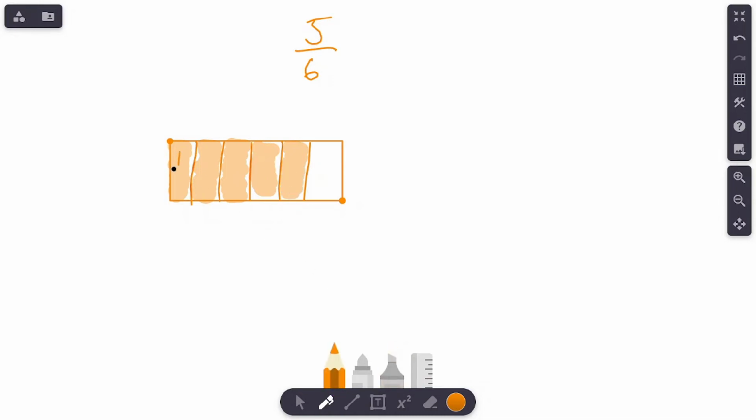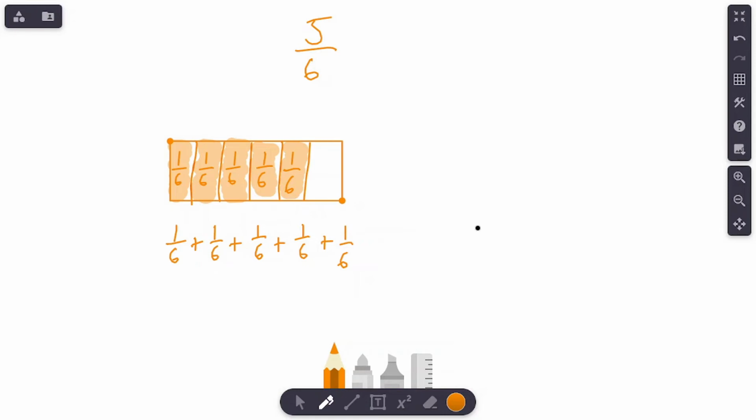So again, each of these pieces, these equally sized pieces, represents 1/6. And what we're technically doing to get the answer of 5/6 is we're taking 1/6 and repeatedly adding 1/6 each time. 1/6 plus 1/6 plus 1/6 plus 1/6 plus 1/6. So that is what we're doing with that repeated addition.